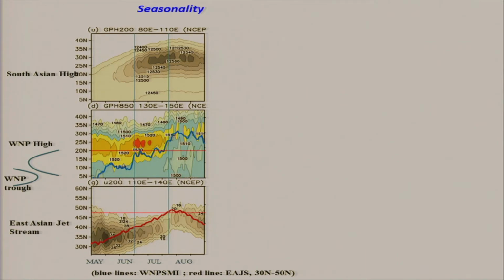Very quickly, I show you some monsoon indices. This is the South Asian high. It shows the cross section along this latitude band, and this is the time series. Generally, you can see the upper level high develops and reaches its mature phase in mid-June to mid-July. Corresponding to the evolution of the upper level high is the development of the WNP high as well as its stagnant phase.